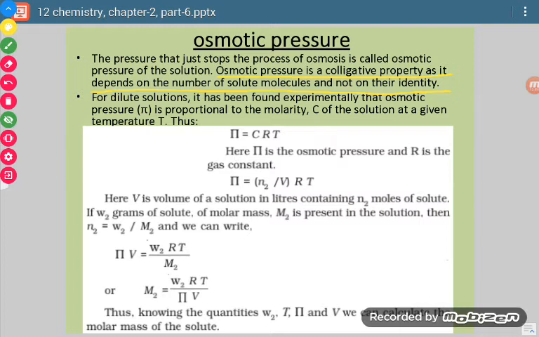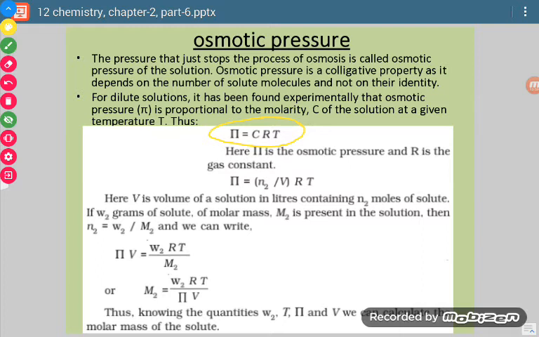For dilute solutions, experimentally it has been found, now see, what is the symbol of osmotic pressure? Pi. So mathematically it can be written as pi is equal to CRT. Here C is the molar concentration of the solution. Molar concentration means this is the property where we are not using molality, here we are using molarity. So pi is equal to CRT, where pi is osmotic pressure, R is the gas constant, C is the molar concentration, and T is the temperature.